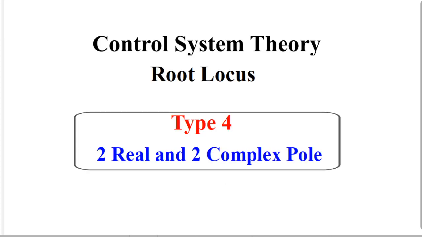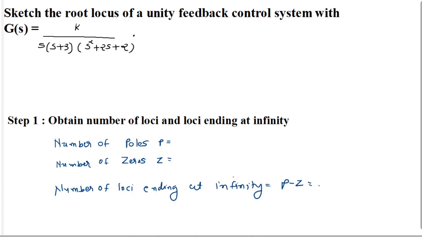In this video, we are doing type 4, 2 real and 2 complex poles of root locus. Here, the example is: sketch the root locus of a unity feedback control system with G(s) equal to K upon s(s+3)(s²+2s+2). Here, you can see that there are 2 real poles, and by solving this equation, you get 2 complex poles.